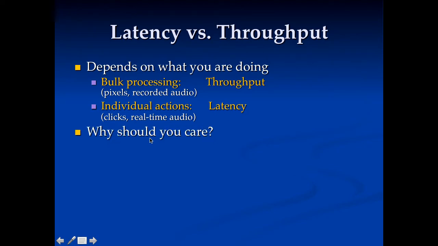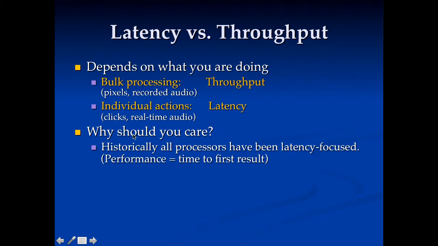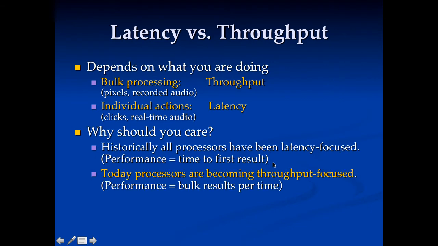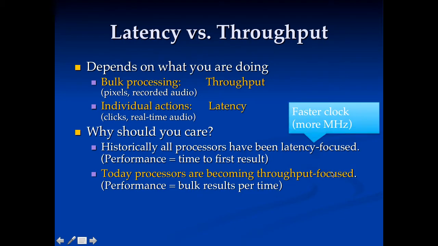And I alluded to this in the introduction, that things are changing depending on what you're doing here. And the change is as follows. Up until about 8 years ago, all processors were latency focused. So what they cared about for performance was how fast they could calculate things. Recently, processors have started becoming throughput focused. That is, now when you talk about performance in a processor, talking about the time to get results on average, bulk results.